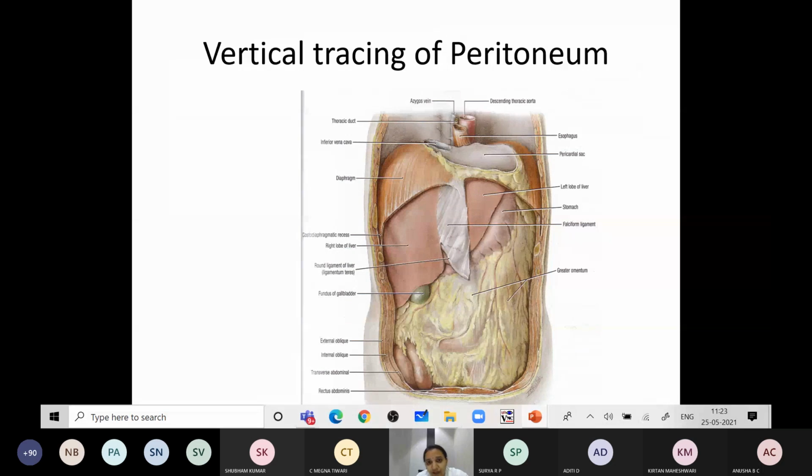Vertical tracing of the peritoneum. We start from one point and we trace the reflection of the peritoneum over different organs. We start from the umbilicus, then over the liver, then from the liver to different organs, then it will enter into the pelvic cavity, and from the anterior abdominal wall again to the umbilicus. That is the vertical tracing which we are doing. Be attentive. Vertical tracing, like how the peritoneum reflects.